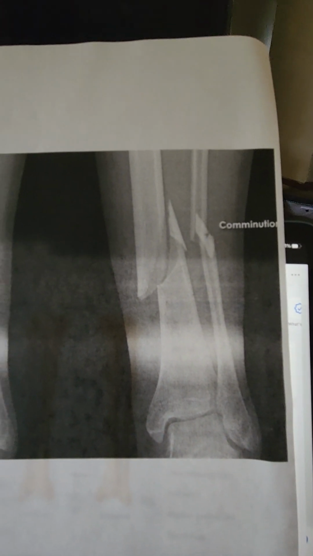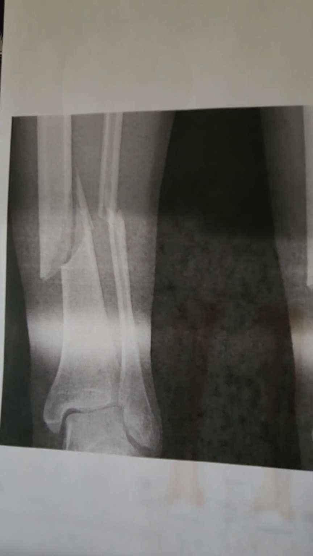Once again, just to review, when I say it's fractured, I mean it's broken. They are intertwined. You can't have a break and not a fracture. Fracture means it's broken. Same thing on this side.